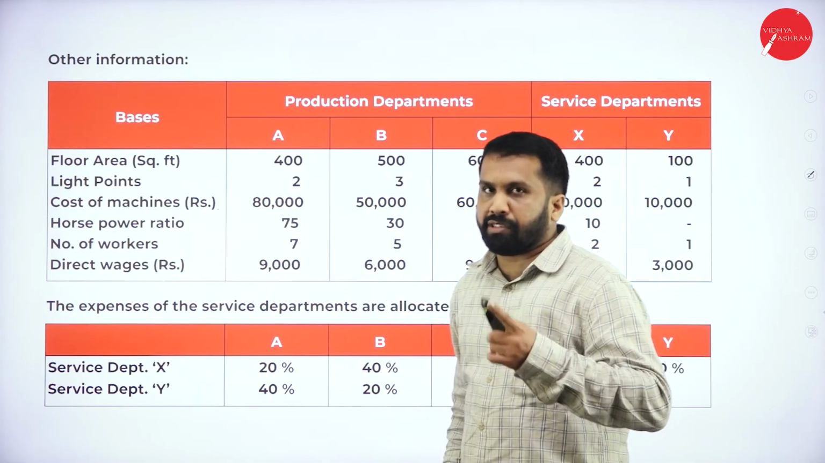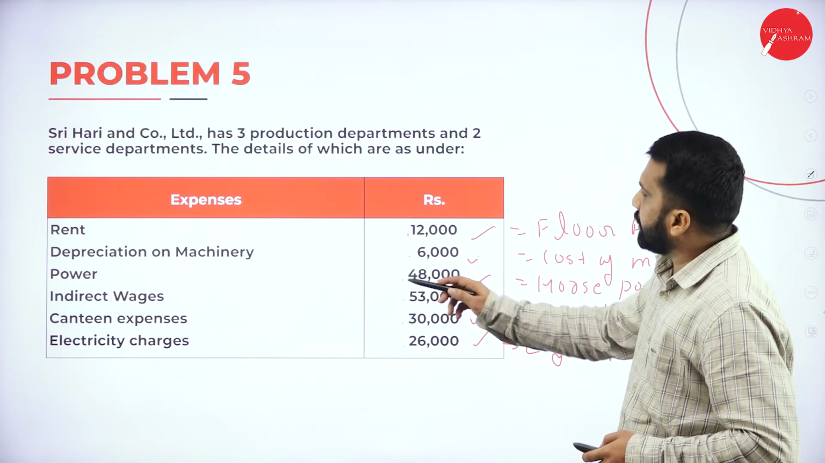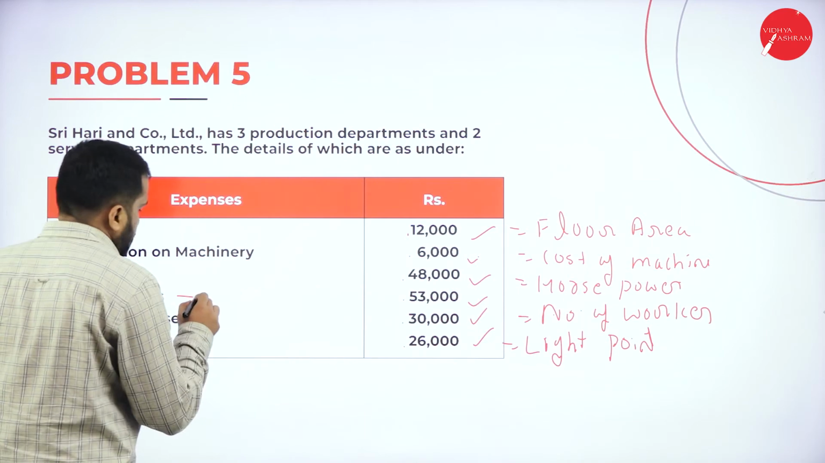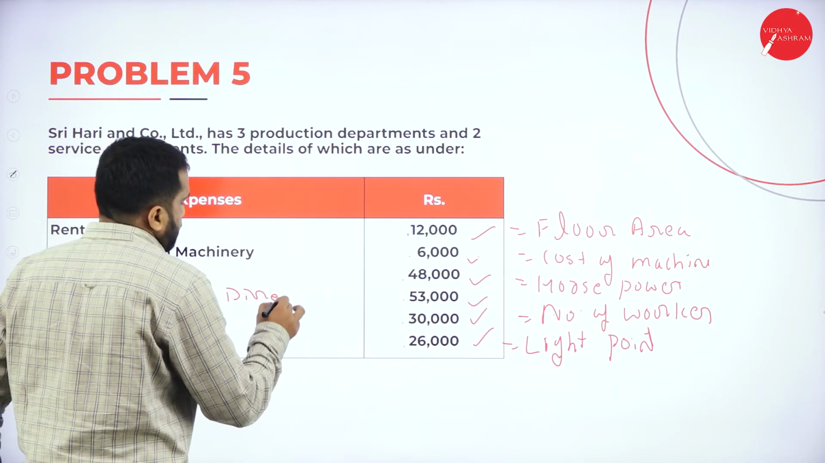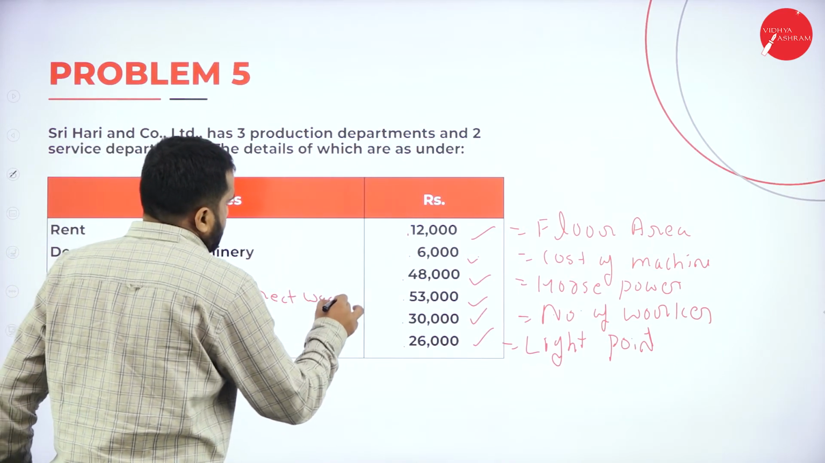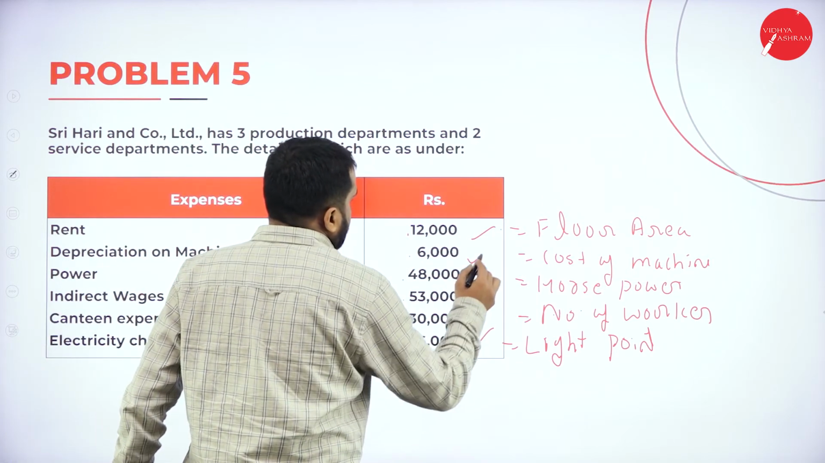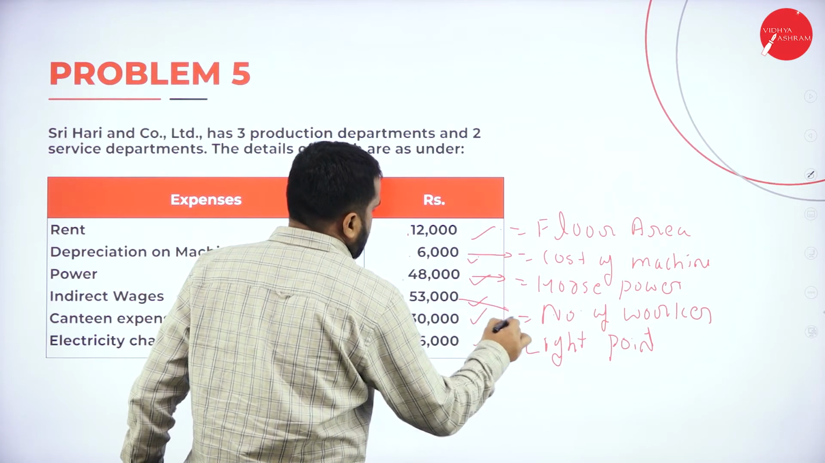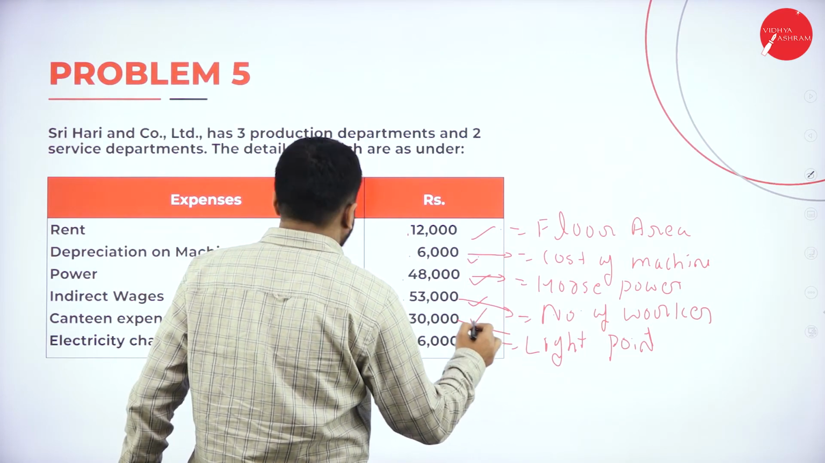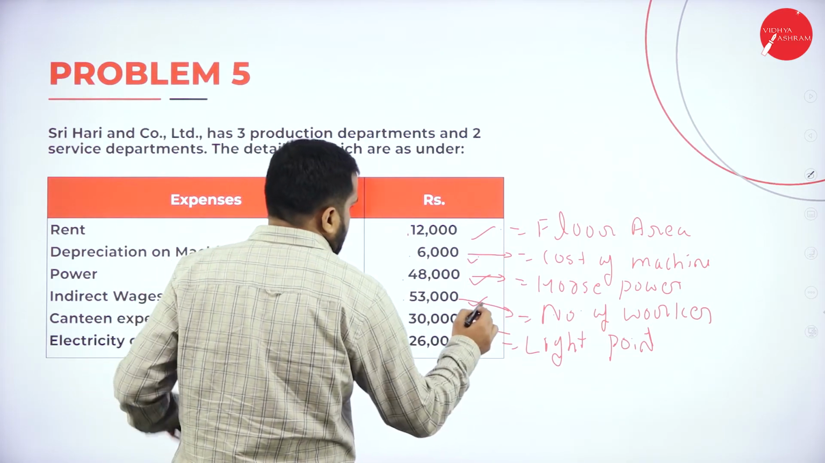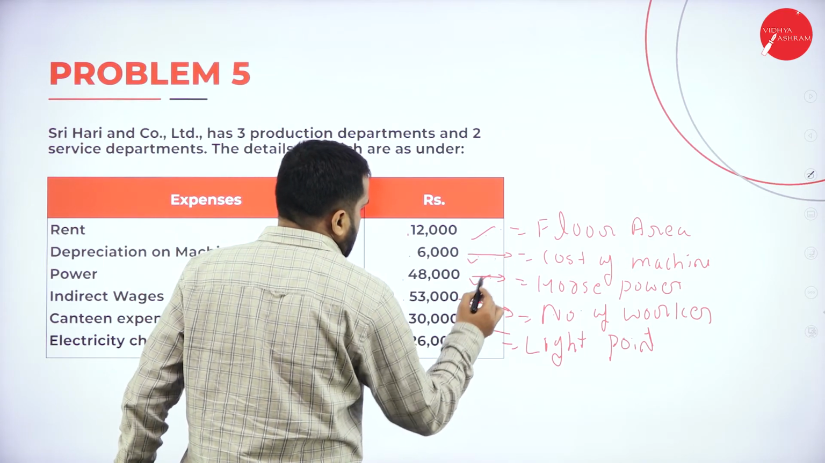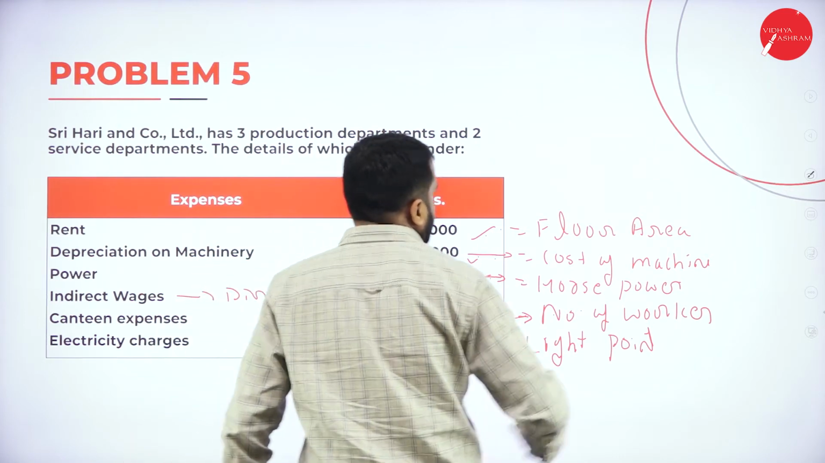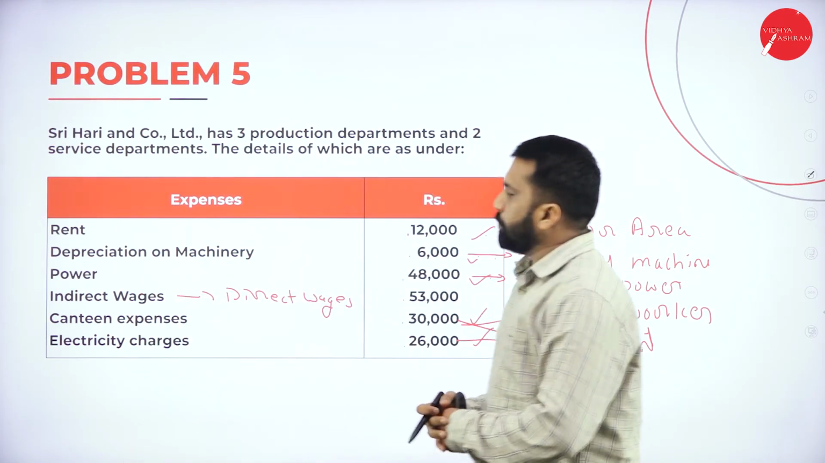Direct wages. Direct wages for your wages. Is there any? Yes, we have wages. So this will go for direct wages. So this is done. This one is done. This is over. This is over. This is over. Yes. So this is over. 1, 2, 3, 4 and 5.